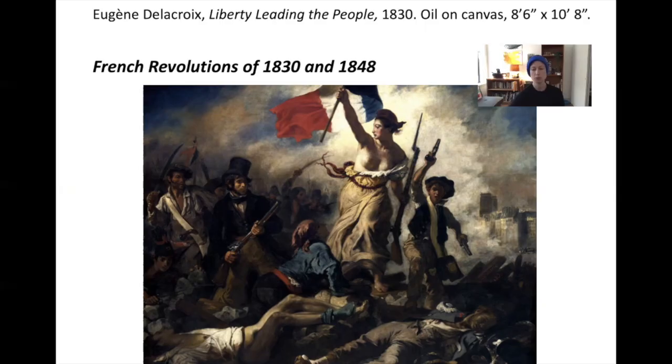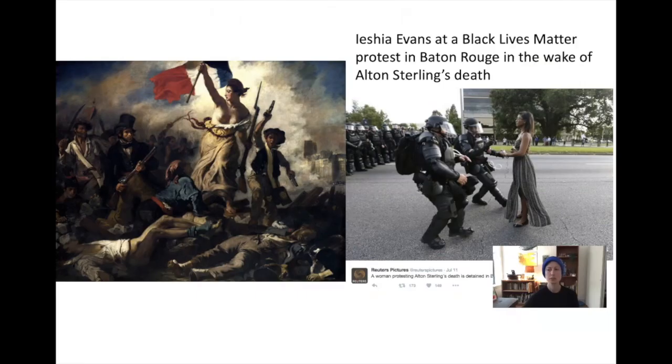So she becomes what we call an allegorical figure. In other words, a person who symbolizes an abstract idea. In this case, she represents liberty, hence the title of the painting. She becomes a figure who is symbolic of a movement.